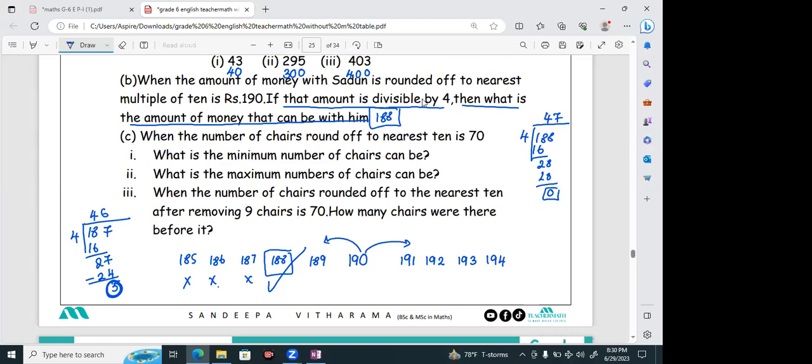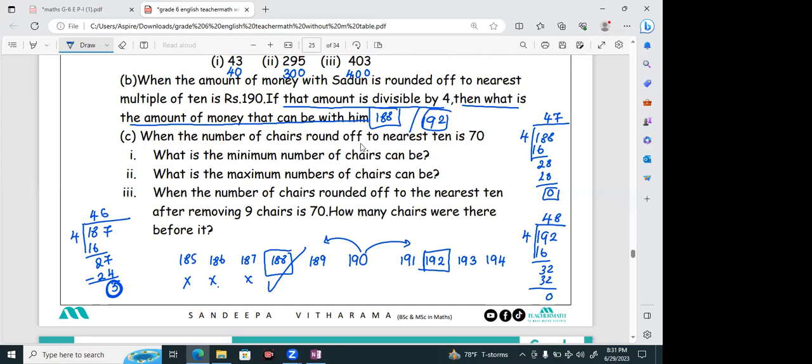Others can we take? අනිත් ඒවා ගන්න පුළුවන්ද අපිට? Any other answers? Teacher, 192 is also divisible. Yes, 192 is also divisible by 4. Check: 4 times 4 is 16, 8 times 4 is 32, remainder is 0. So you can write either 188 or 192.